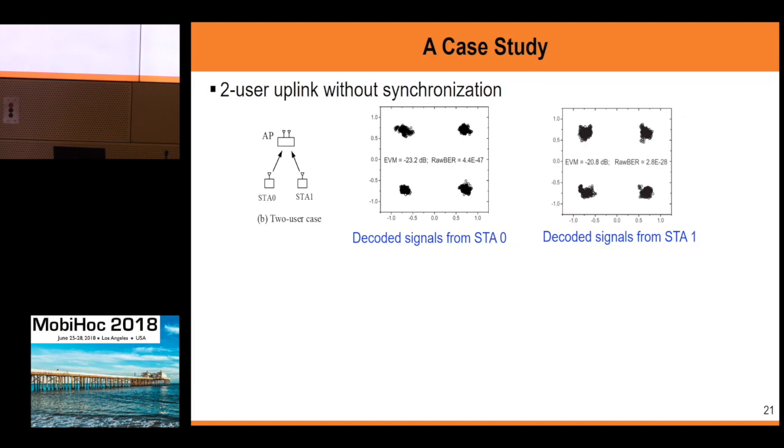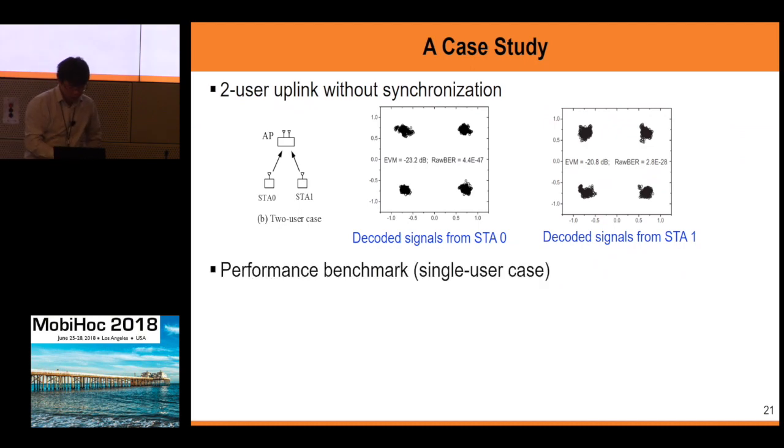This one is the decoded signal from station 1. That one is the decoded signal from station 0. Look at the constellation. For this one, the EVM is negative 23 dB. For that one, the EVM is negative 20 dB. And we can see the performance is good. Keep in mind, these two stations are not synchronized.